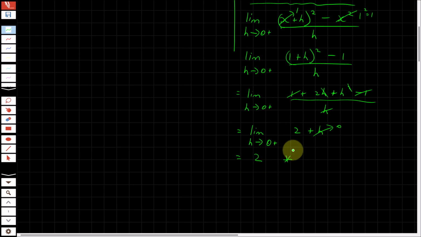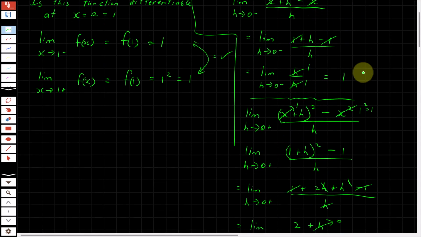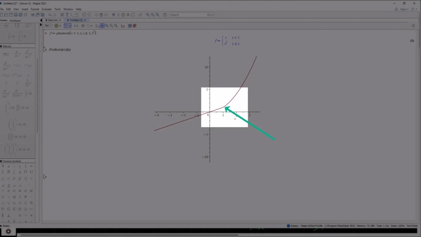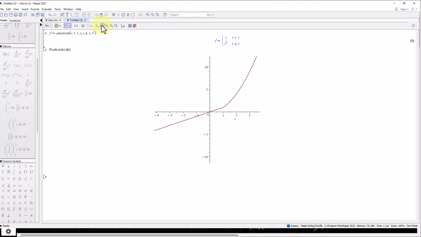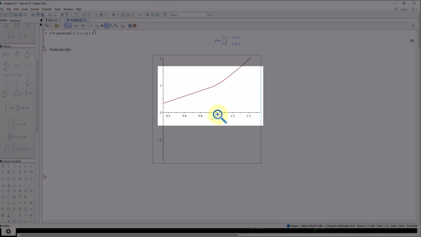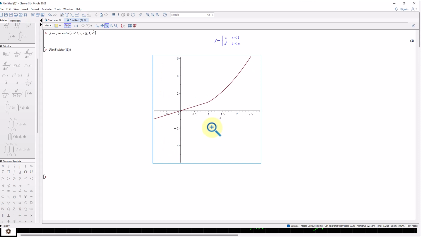So this value, taking the limit from the right, is not the same as this value here from the left. So this means it's not differentiable, this function, but it is continuous at x equals 1. So if we take a look at the graph, we can see why it is not differentiable. It's because of that sharp point there at x equals 1. We can see it is continuous, but because of that sharp point there between the left and right piecewise functions, it is not differentiable at that location x equals 1.